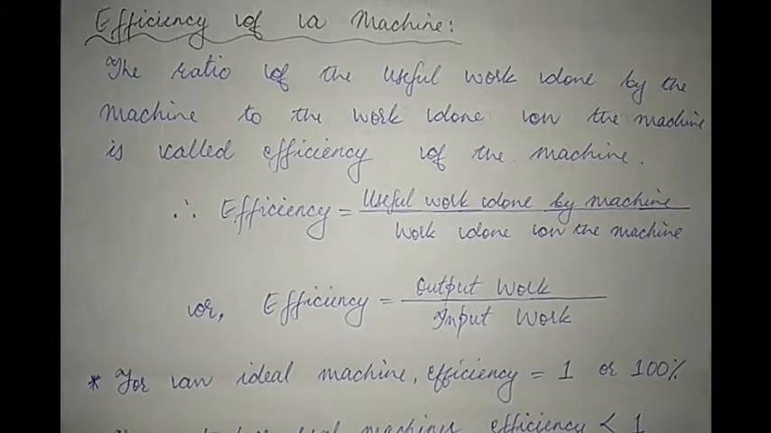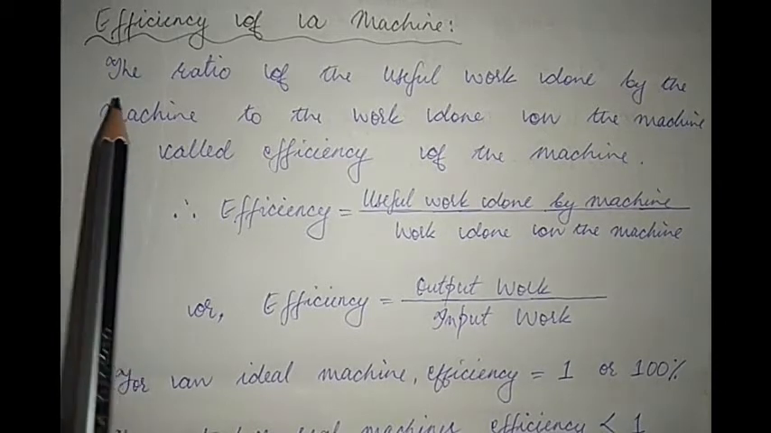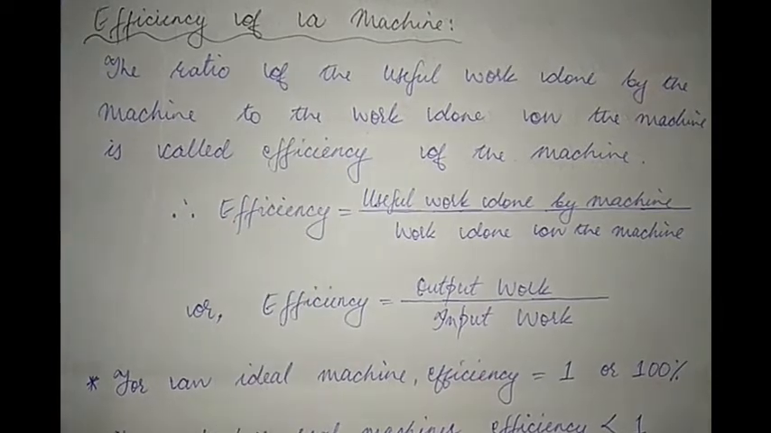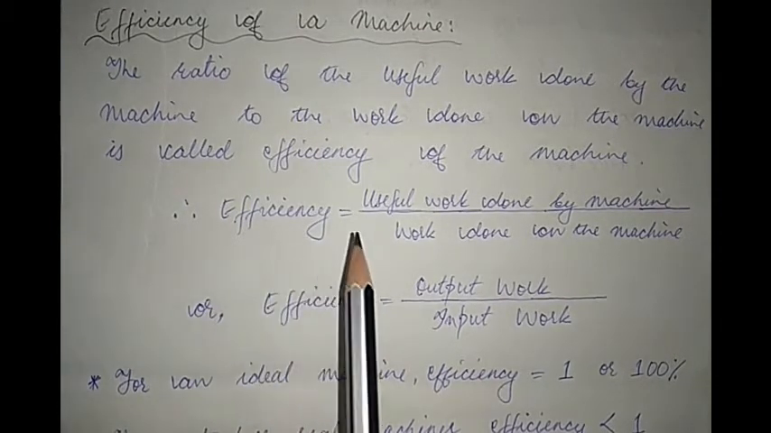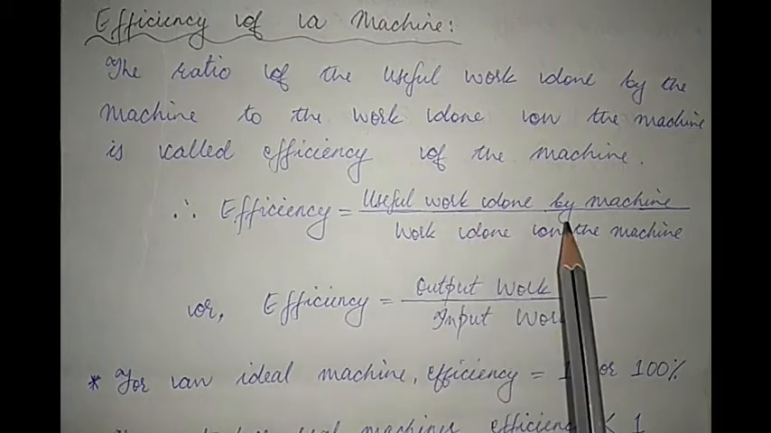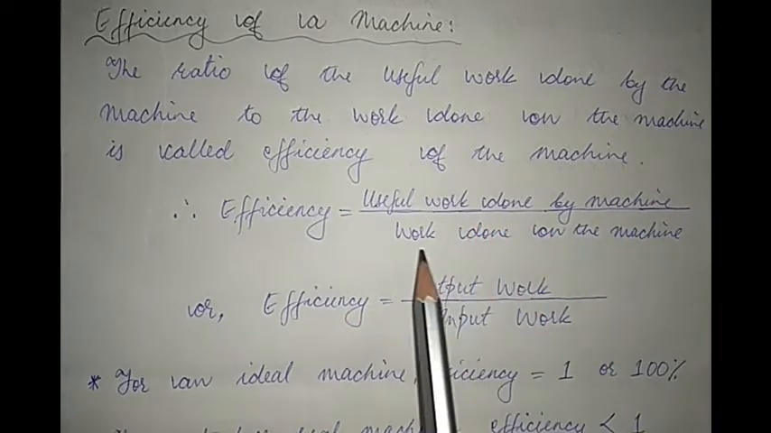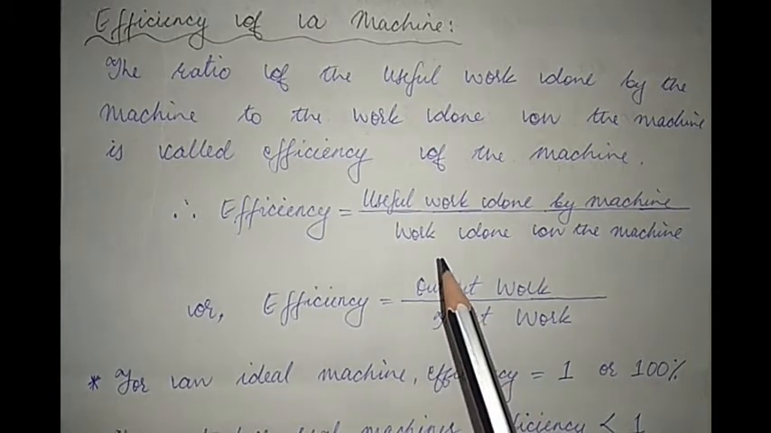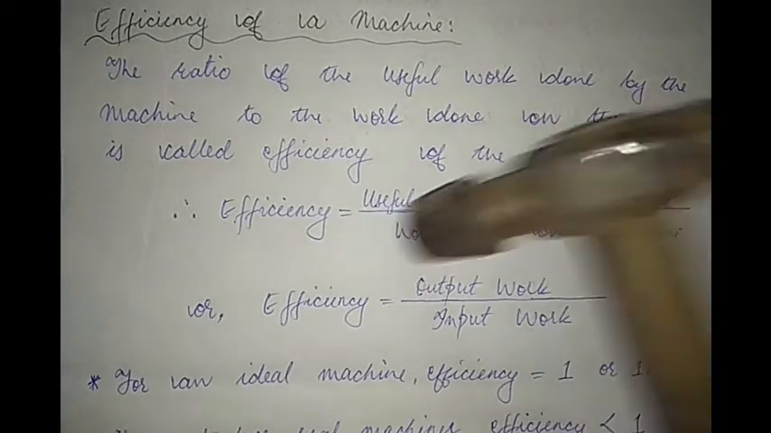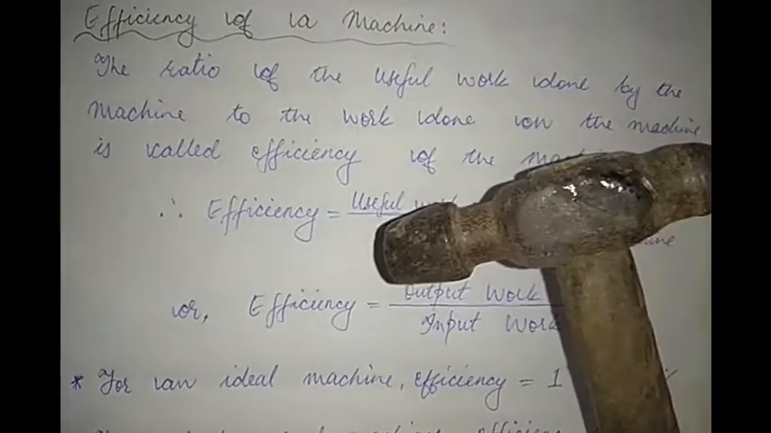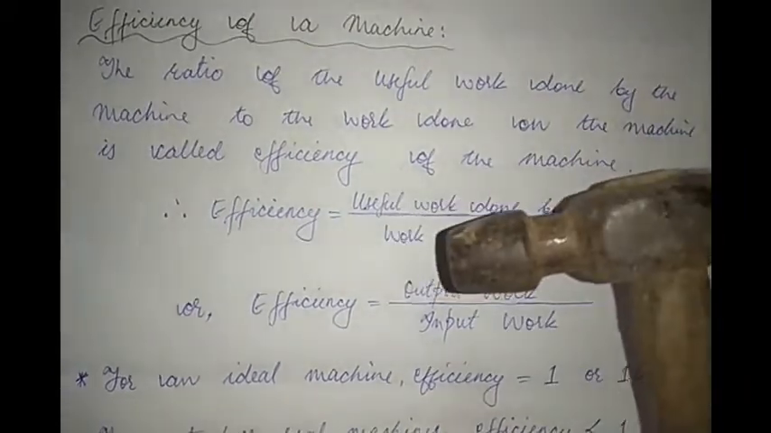Now, with regard to any machine, we also need to talk about something called efficiency of a machine. Now, what is this efficiency? Efficiency is the work done by the machine divided by the work done on the machine. Now, to make any machine work, we are applying a force or effort on the machine, and the machine also moves. So we are doing work on the machine.